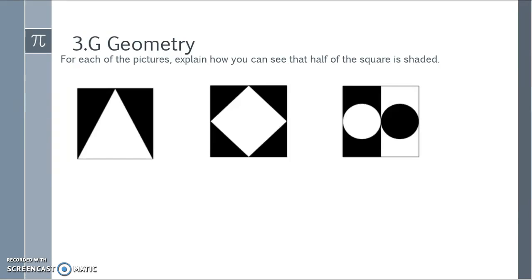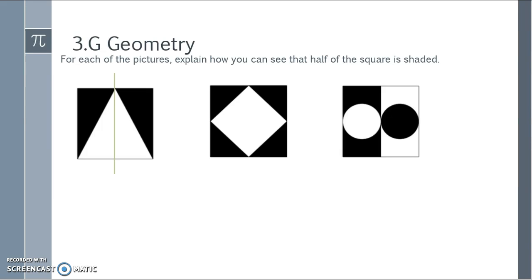For each of the pictures, explain how you can see that half of the square is shaded. Take a moment to see if you can figure this out on your own by pausing the video. Let's look at the first one.